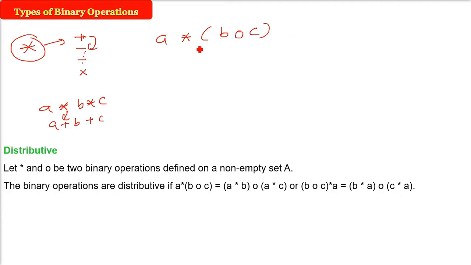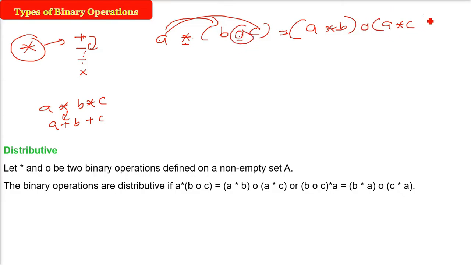A star B operation C. So distribution means opening and giving it to everybody, operating to everybody. So A star B operation C means A star B operation A star C. That means I am distributing the star over O. So A star B and then A star C, and the final operation in between them will be an operation O. Right? This is called the distributive property.